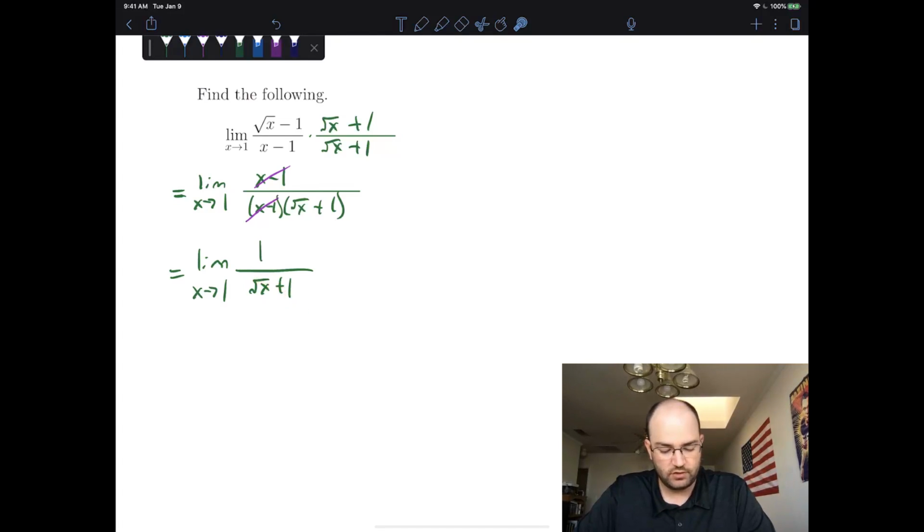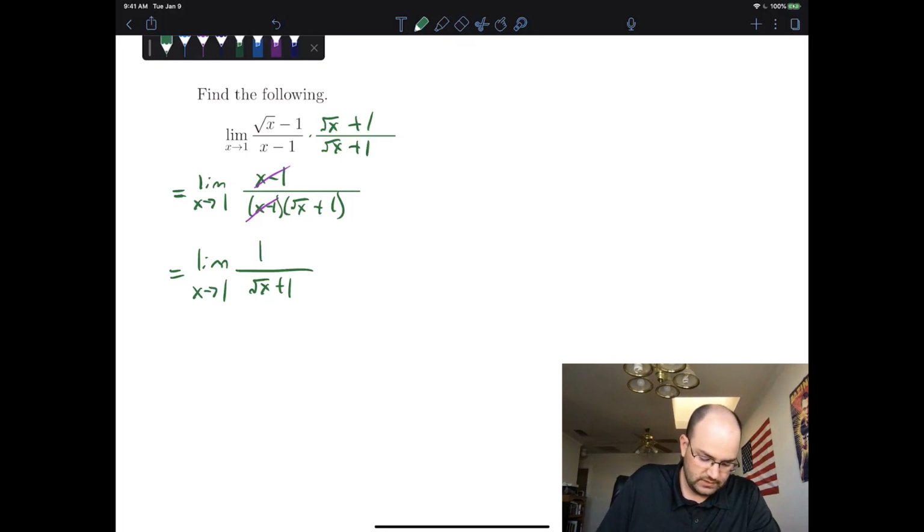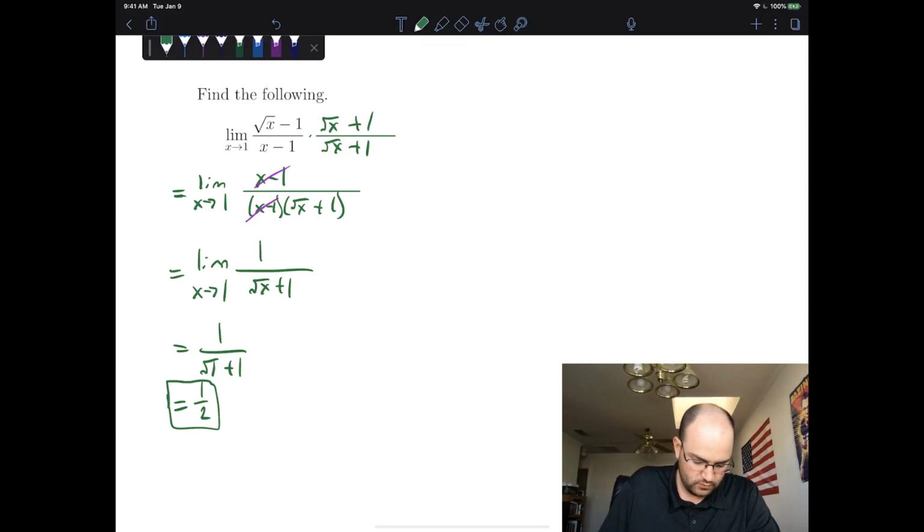Now this is perfectly fine because square root of 1 is 1, 1 plus 1 is 2. So the denominator is no longer 0 like it was at the beginning. So 1 minus 1 was 0, which is why we couldn't just plug it in. And at this point, just plug in x to be 1. So this will give 1 over the square root of 1 plus 1, which is, of course, 1/2. Good deal.